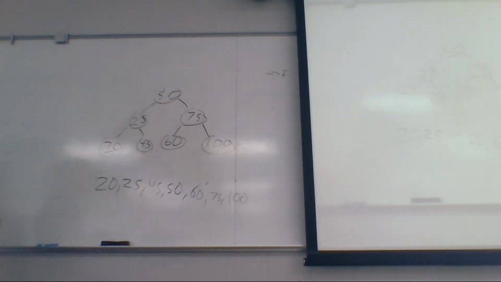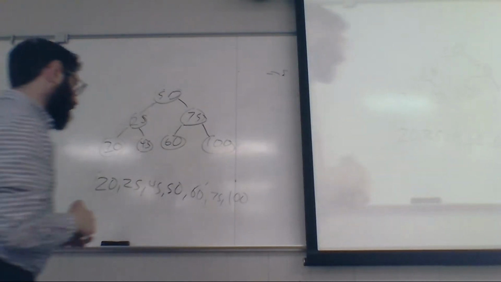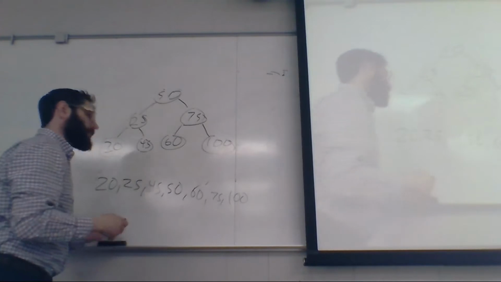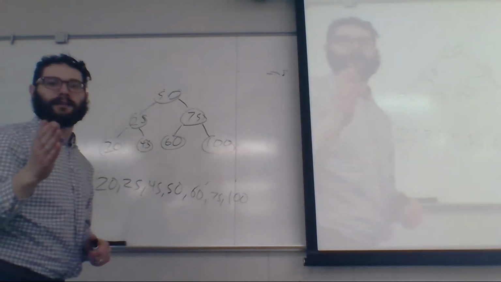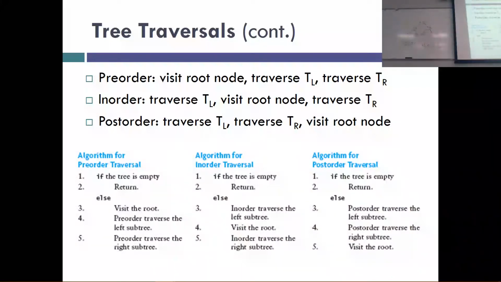Okay, so that's in order, right? Print out the stuff to your left, print out myself, print out my right side. And it's completely recursive. Okay? On the other hand, so again, it was left, myself, right. So for all the other stuff, it's just a matter of switching up the order there.